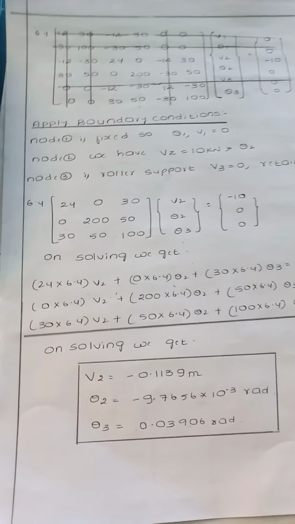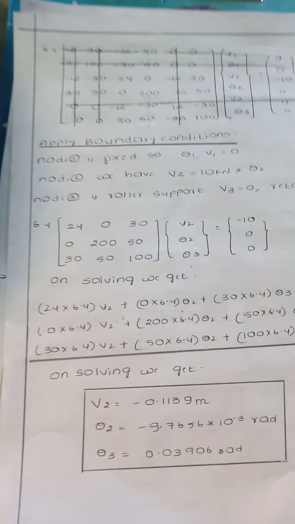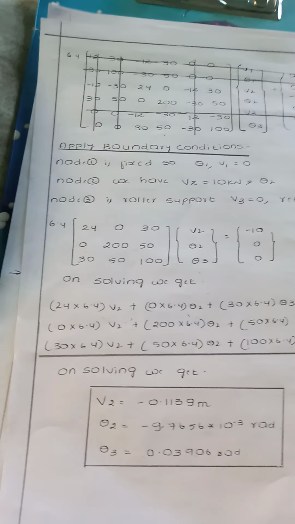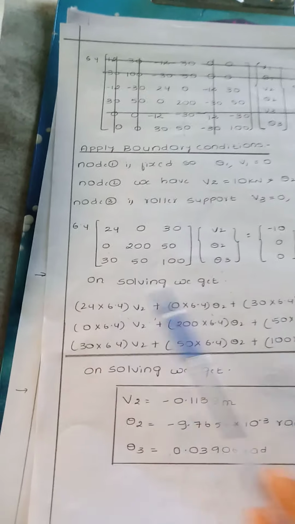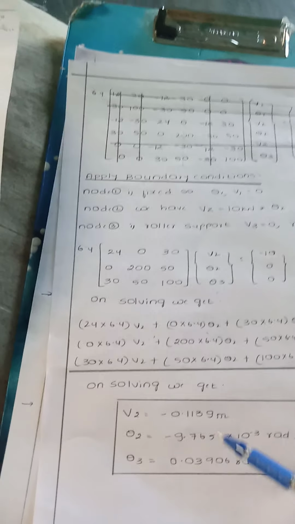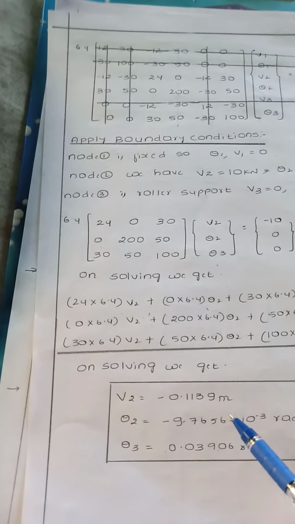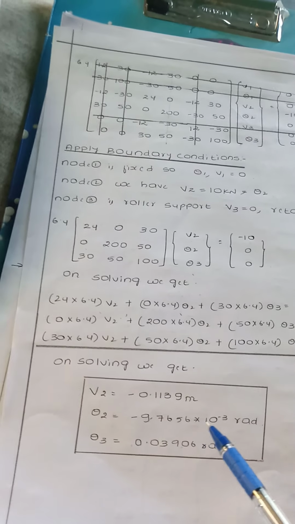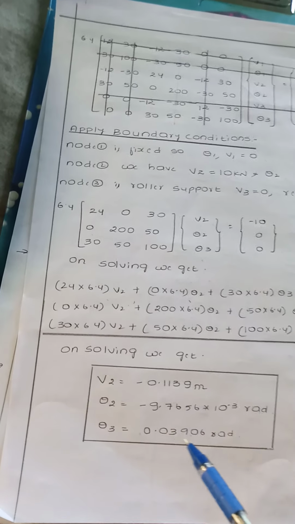Go to equation 1. We have 3 unknown values. Substitute the A1 B1 C1 D1 values, then A2 B2 C2 D2 and A3 B3 C3 D3. You should write the entire terms, and after you simplify, you'll get V2, theta 2 and theta 3. That's all they ask in the problem, only to determine the deflection. So V2 is minus 0.1139 meter, theta 2 is minus 9.7656 into 10 to the power of minus 3 radians, and theta 3 is equal to 0.03906 radians.